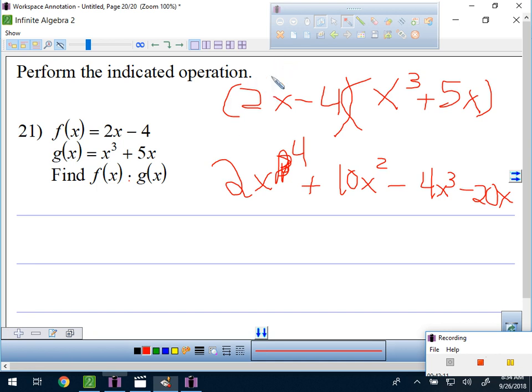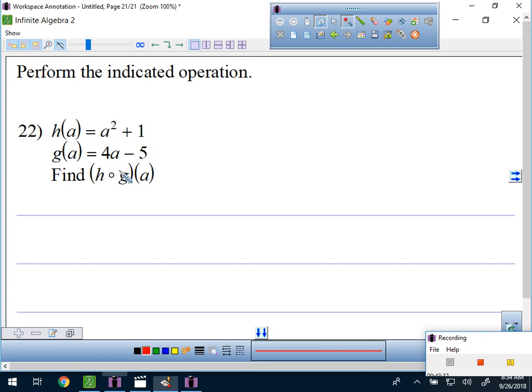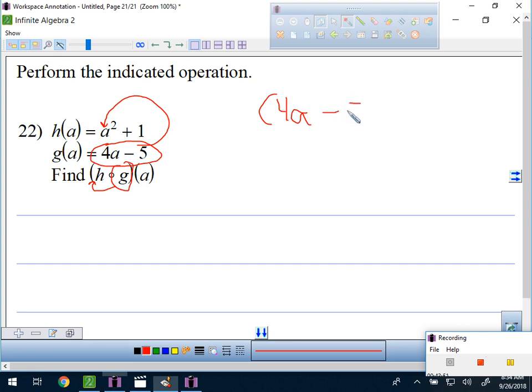All right, 22. For 22, here's your problem. Notice the difference. This is a function composition problem. So you will plug G into H. What I mean by that is you're going to take this G that I just circled and plug it into H. You're going to plug it into there. So here's what you'd have: 4a minus 5, and it's to the 2nd power, so squared, plus 1.